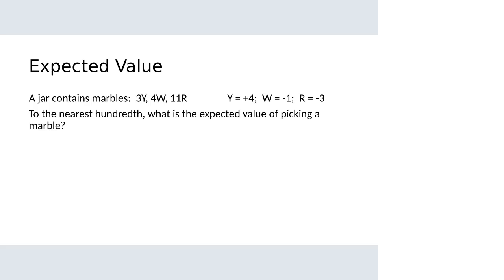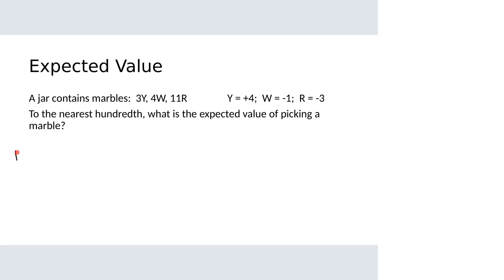All right. Expected value is when we figure out what's going to happen over the long term. A jar contains marbles. It has 3 yellow, 4 white, and 11 red. The results for a player who reaches in and picks one out, if it's yellow, they win $4. If it's white, they lose $1. And if it's red, they lose $3. And what we want to do is find the expected value for somebody who plays this game.